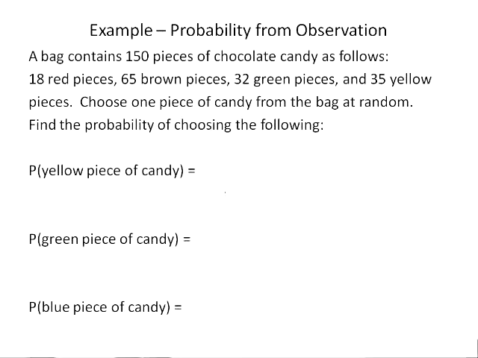Our first probability question was we're finding the probability of choosing a yellow piece of candy. So how many yellow pieces of candy are there in the bag? There are 35, and there are 150 pieces total in the bag. So we're going to write our fraction as success over total. So remember, the number of successes goes on top, which is 35, and the total goes on bottom, which is the 150. Now we will need to reduce this. Top and bottom do have a common factor of 5. So let's reduce that fraction to 7 divided by 30.